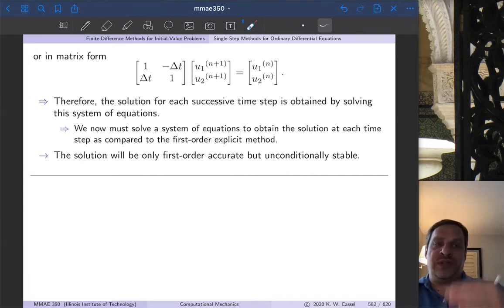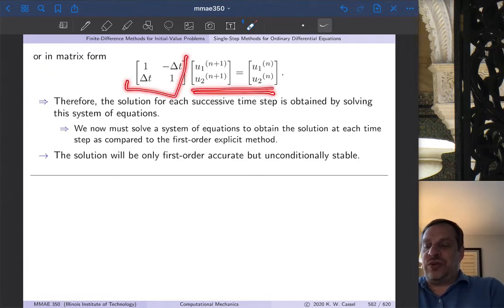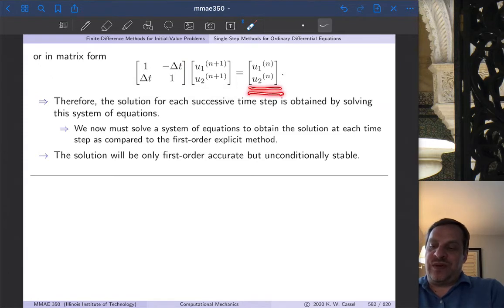So every time step, you're going to solve this system of equations again. Notice the coefficient matrix doesn't change. The only thing that changes is this right-hand side vector, and therefore the solution. So remember from our discussion at the time, if you have a situation where only the right-hand side vector is changing and not the coefficient matrix, there are certain methods that are very amenable to that.